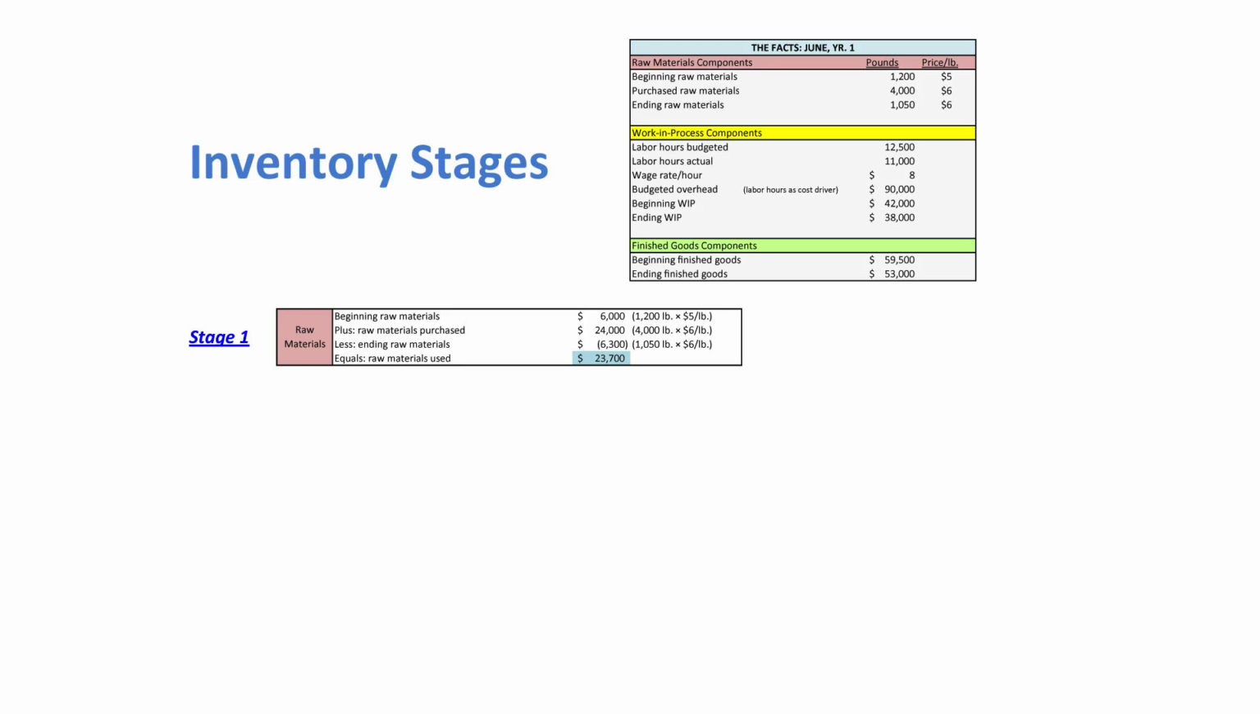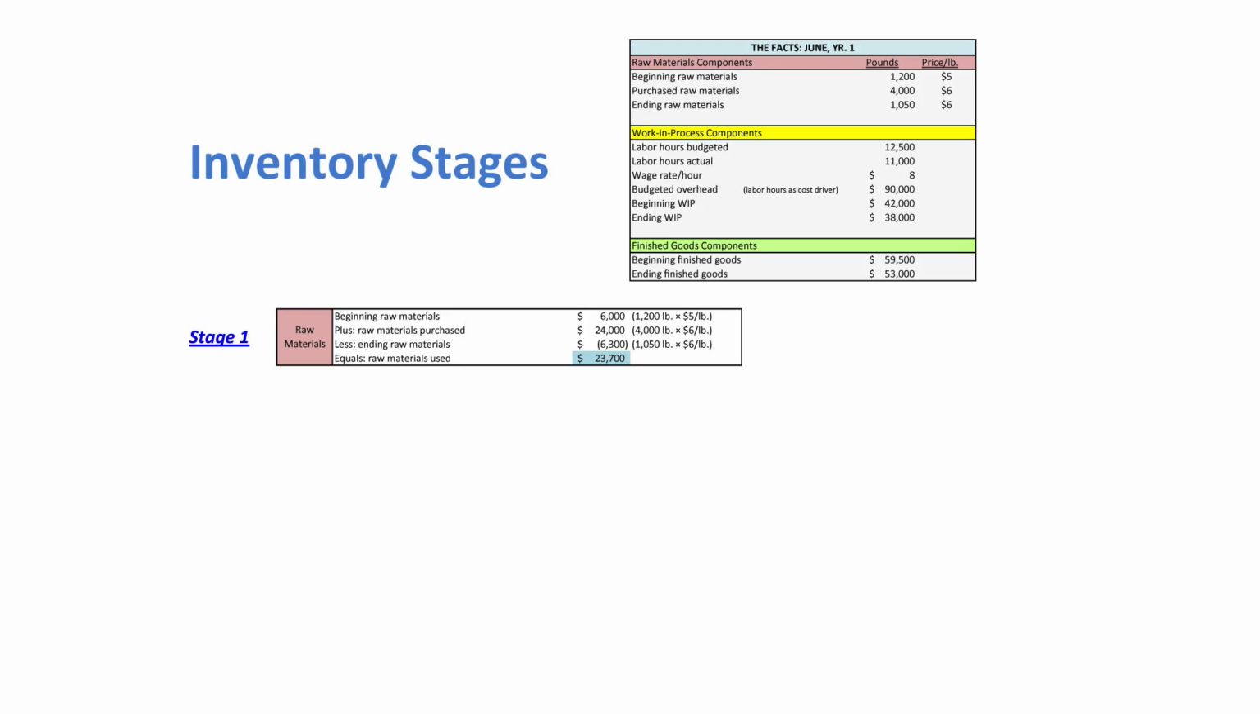So we're going to take our beginning raw materials. We had 1,200 pounds at a price of $5 per pound. So our beginning raw materials, as you could see, is 6,000. Then we're going to add our raw materials that were actually purchased during the period. So we have the 4,000 times the 6, 24,000. It doesn't show a subtotal here, which is fine. But this is our raw materials available for use, the 24 plus the 6, or $30,000.